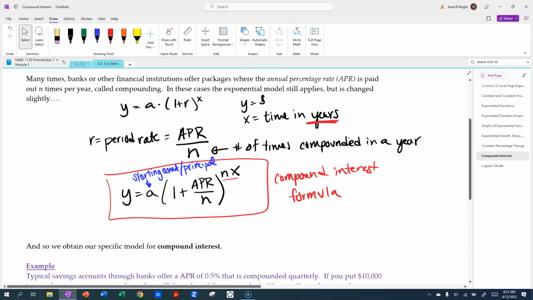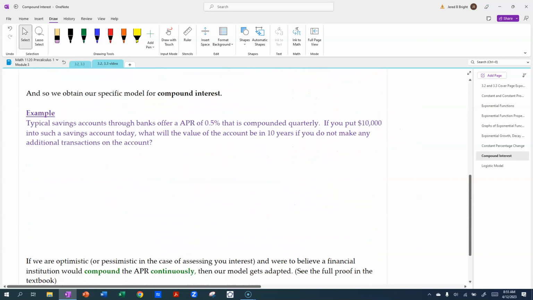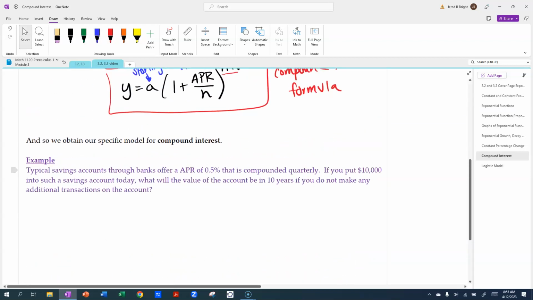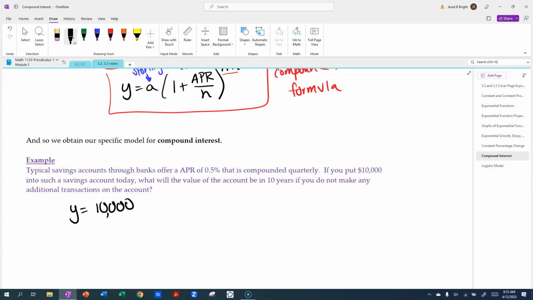We're going to use that as we look at an example. It's a typical savings account right now, terrible interest rate, compounded quarterly. If we put $10,000 in, I'm going to start identifying this. A would be the amount that we start with, so $10,000. Then we know that it has an APR of 0.5%, so that's 0.005.